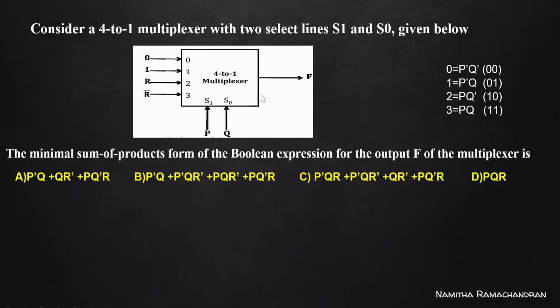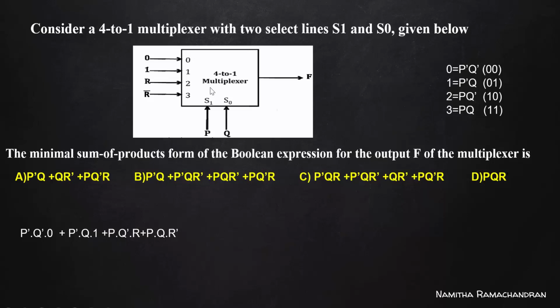How do we represent that particular case in SOP form? That is P dash and Q dash and 0. Then the next term: how to connect input line 1 to the output line. For that, we need the selection value 0, 1. 0, 1 means P dash and Q, and this one, P dash and Q and 1.